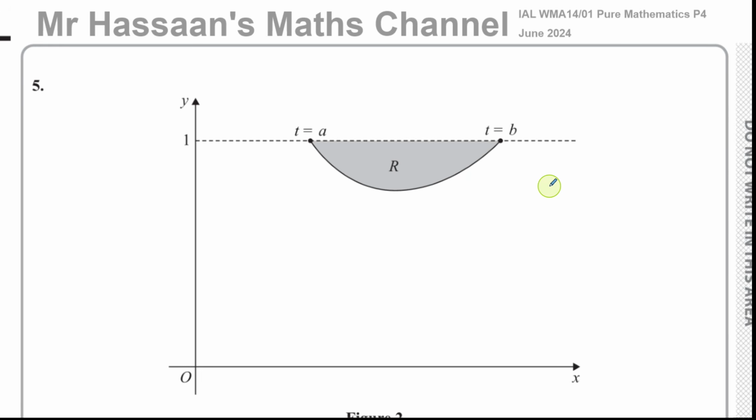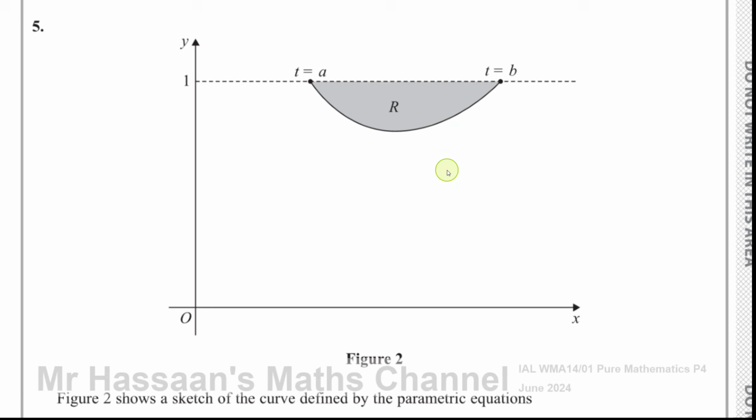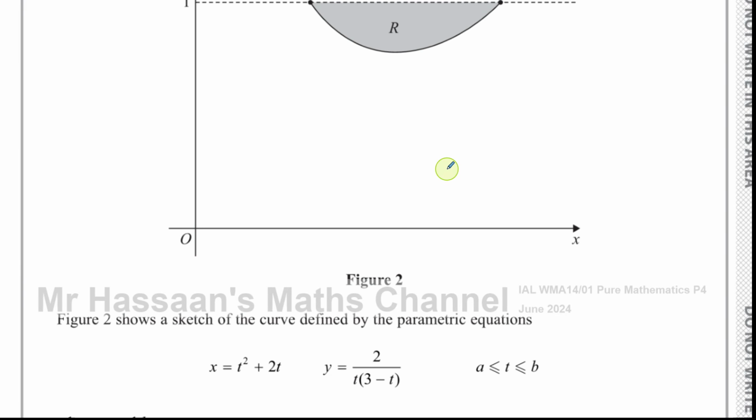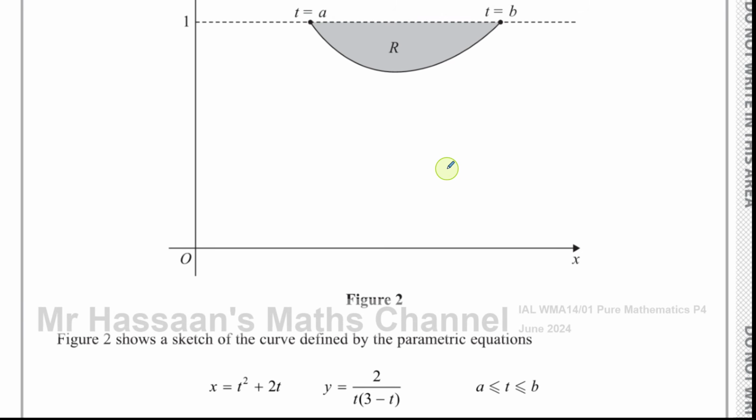And this question here, we have a curve. It says figure 2 shows a sketch of the curve defined by parametric equations x equals t squared plus 2t, y equals 2 plus 2 over t times (3 minus t), and t has a range of values, or interval, between a and b, including a and b.